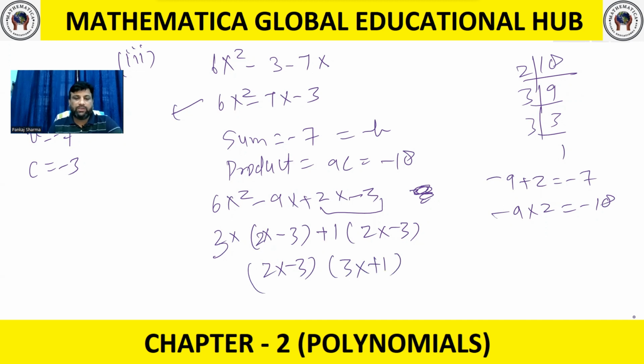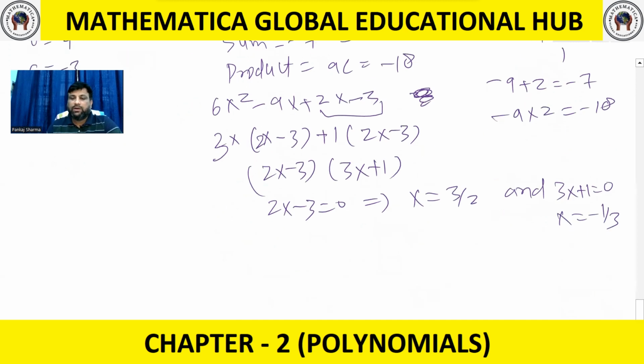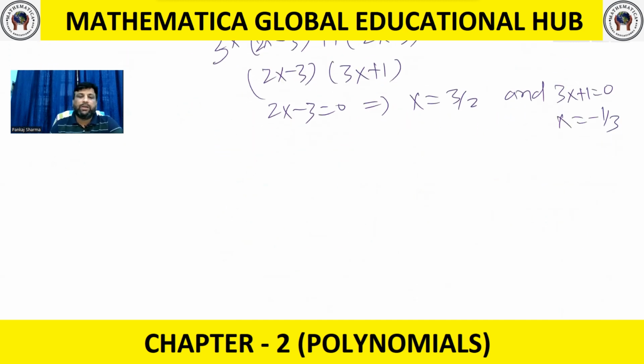So we can say that actually the zeros are, 2x minus 3 is equal to 0. So from here x is 3 by 2, and 3x plus 1 is equal to 0. So we are getting x is equal to minus 1 by 3, yes. So here we are getting two zeros, 3 by 2 and minus 1 by 3. So 3 by 2 and minus 1 by 3 are the zeros of the polynomial, yes.